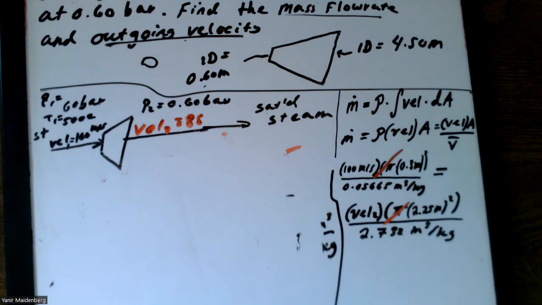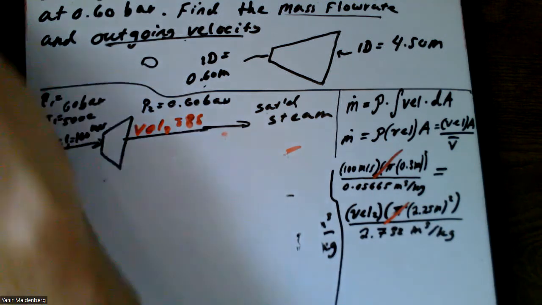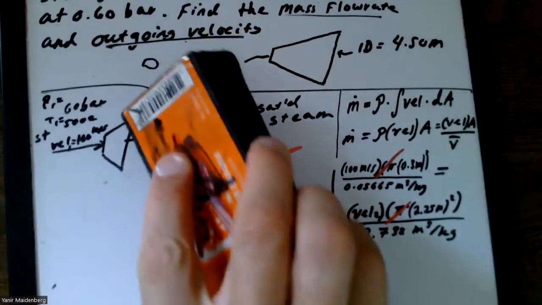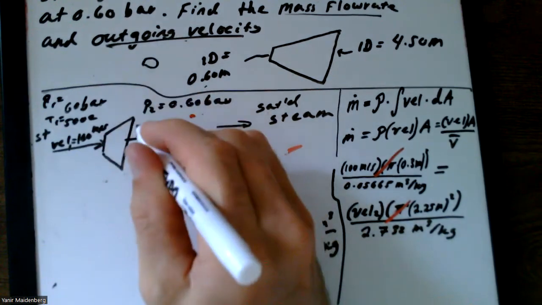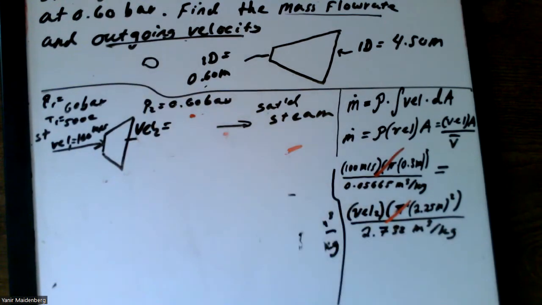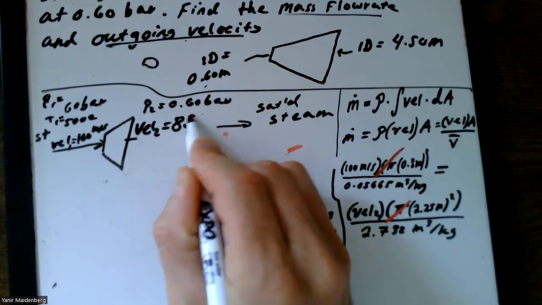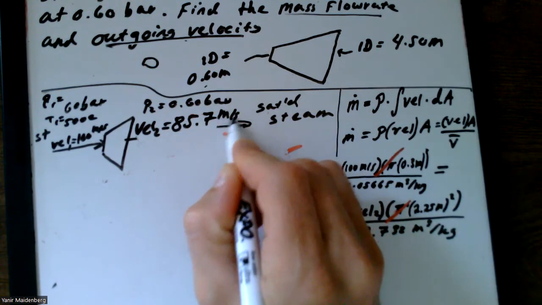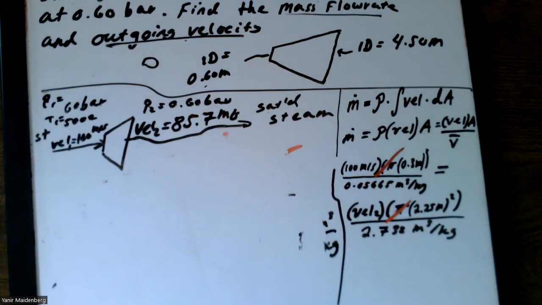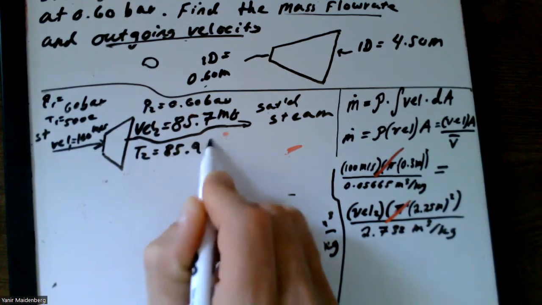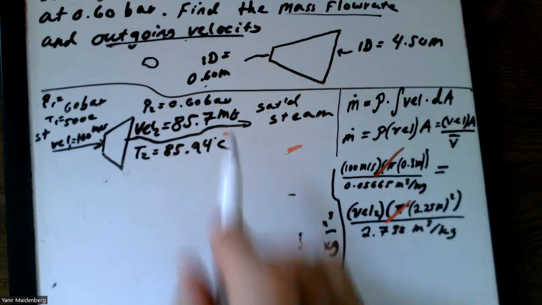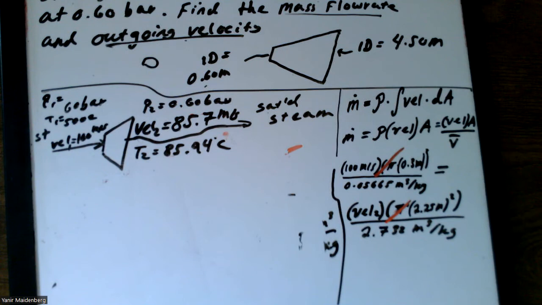This marker is not awesome. Give me a second. I'm going to write that in black. So the velocity 2 here is 85.7 meters per second. And if I were asked for the temperature, which I was not, I can also give that the temperature here from the table was 85.94. But I don't need it. I'm just going to write it for completion's sake. Now everything is kind of the same on both ends. Okay, so that's cool. So now we have the second velocity.